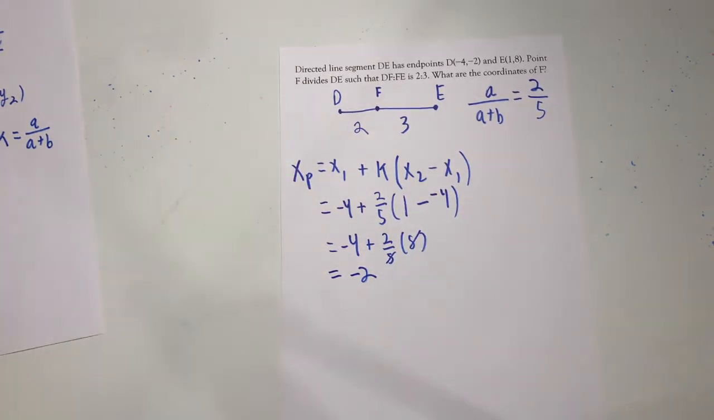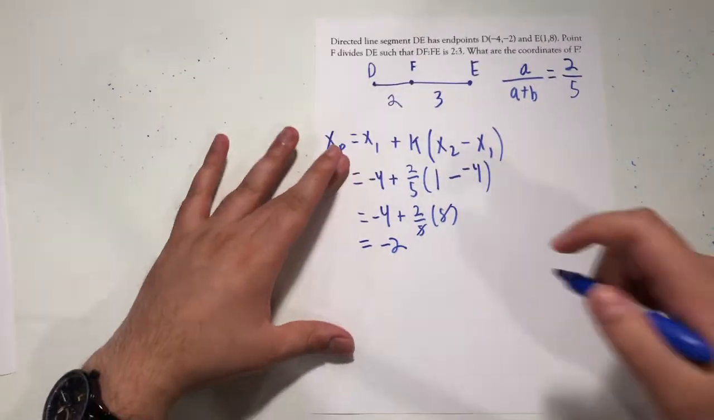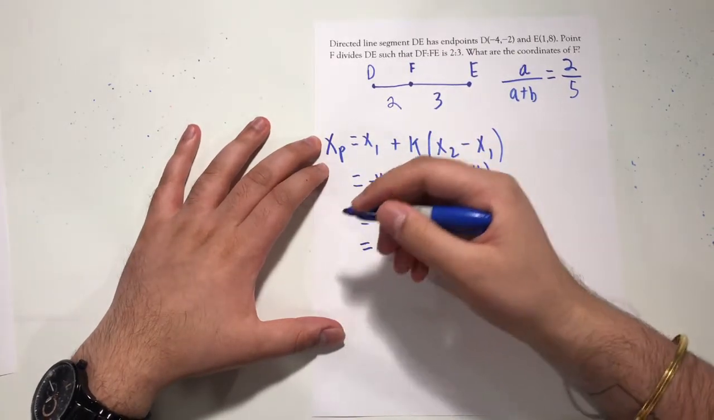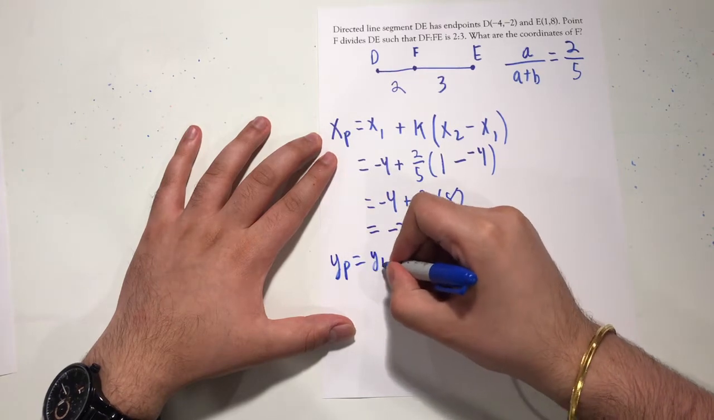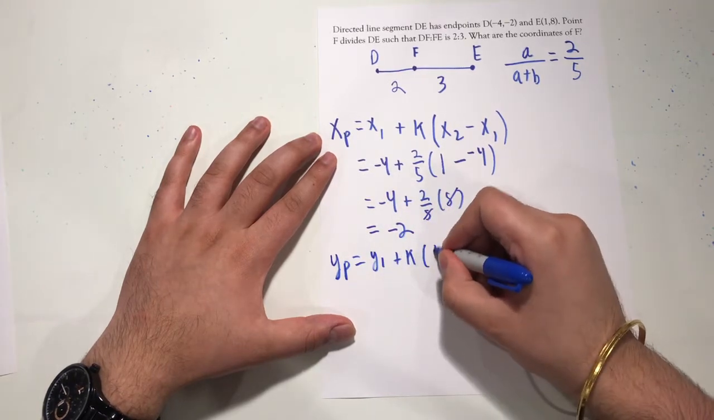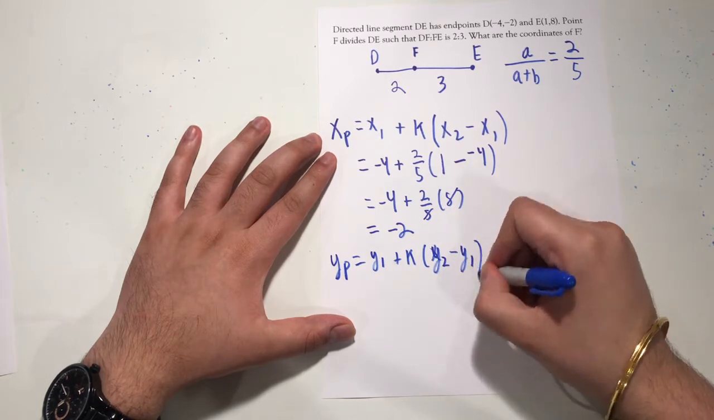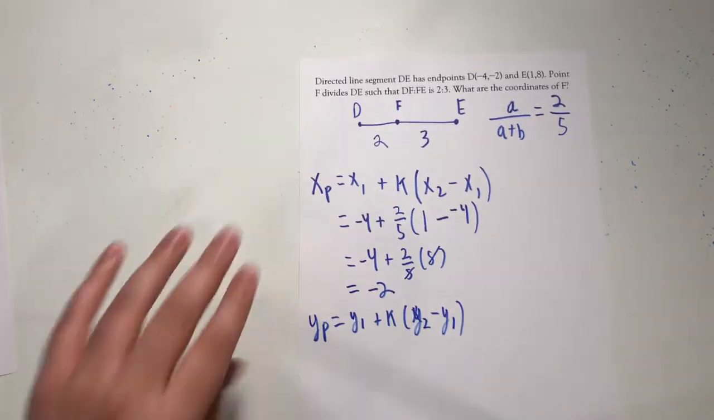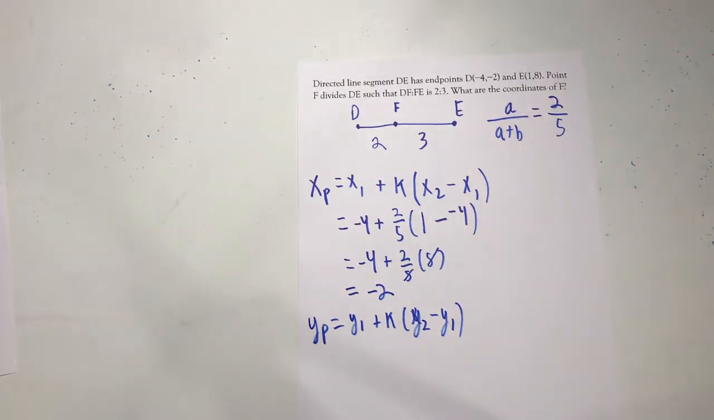Now we're basically halfway done with the problem. The only thing left is to get our y coordinate. Same formula, right? I'm basically just using this, but replacing all my x terms with y terms. So y sub p is equal to y1 plus k times (y2 minus y1). Now, what's nice is the k value, that fraction, is going to be the same for both finding the x and finding the y. So that's great. We already have our k value.